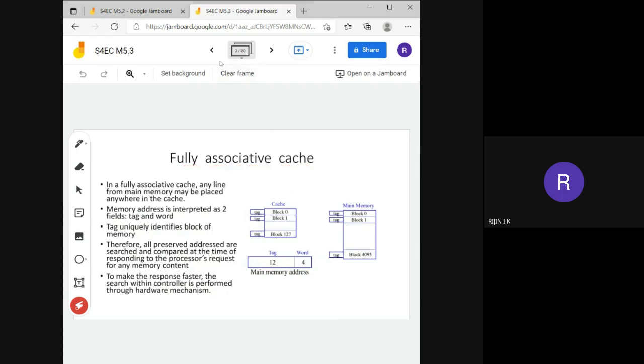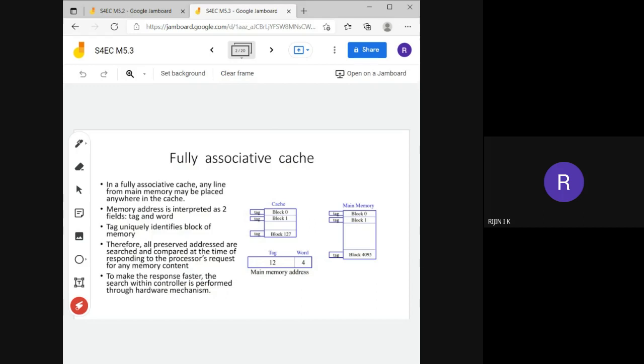Okay, so these are the 3 techniques used in cache memory mapping. Cache memory mapping means we are copying the content from the main memory to the cache memory. There are 3 methods: direct mapping, set associative mapping, and fully associative mapping. Okay, these were the 3 methods.